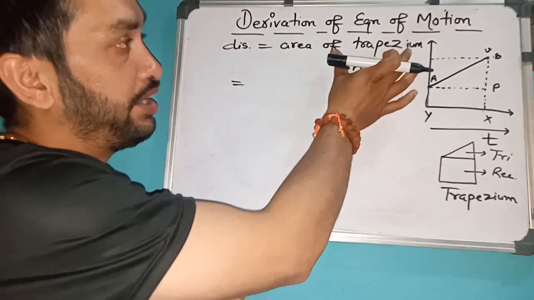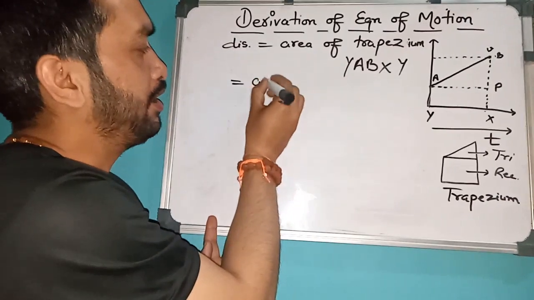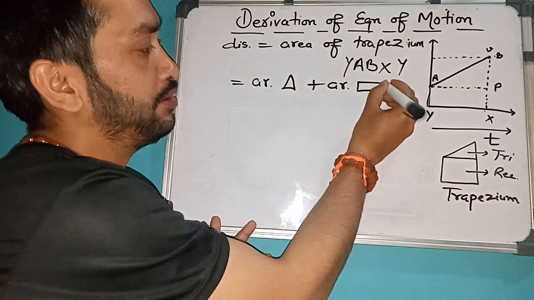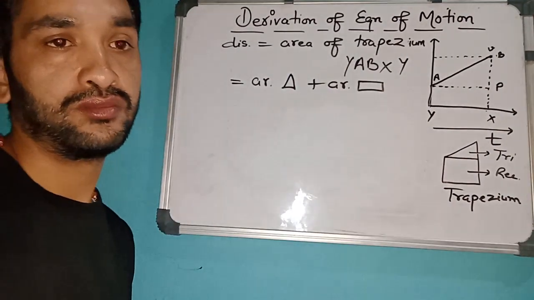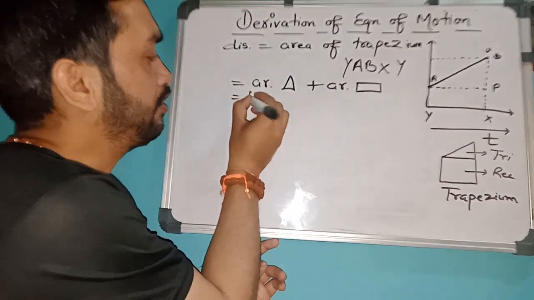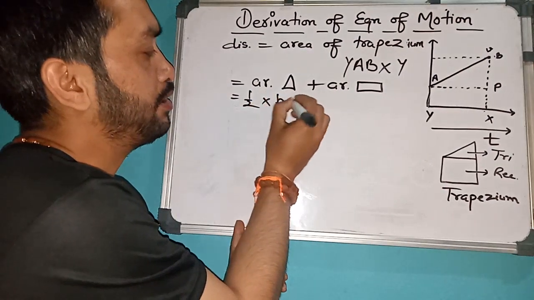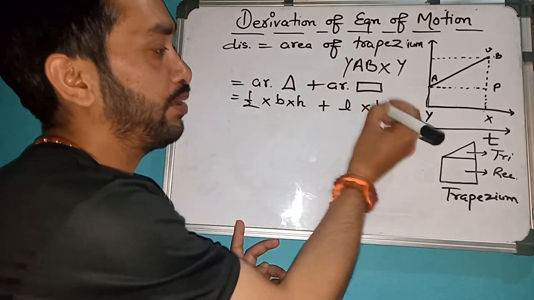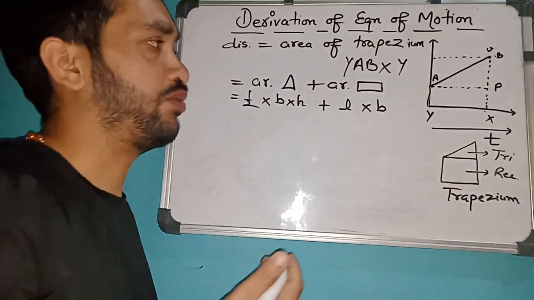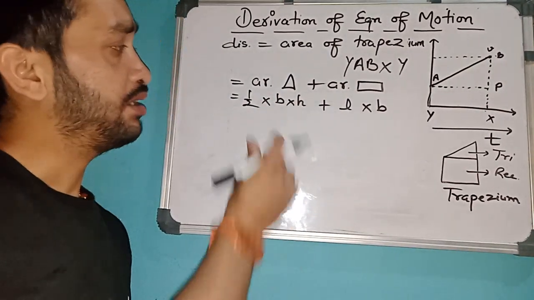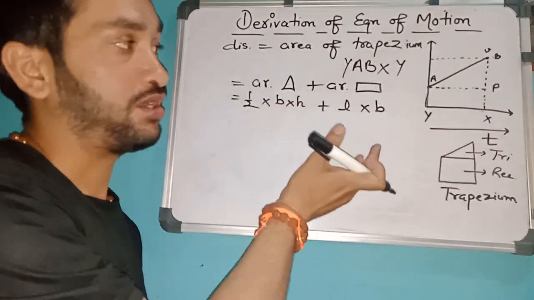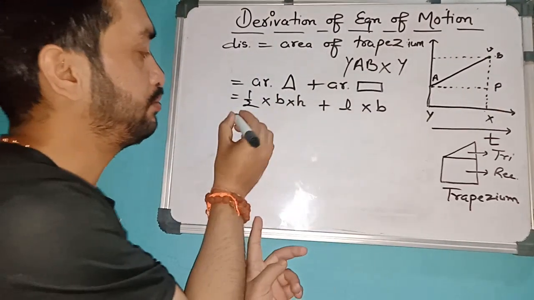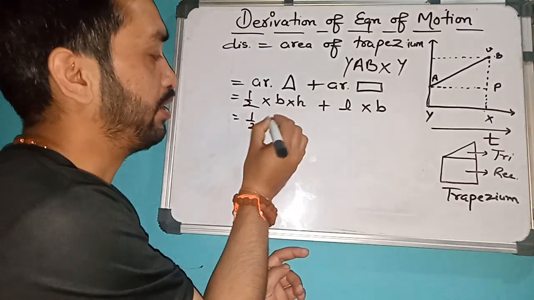So I can write the area of the trapezium as area of triangle plus area of rectangle. In this way also I can write. Okay, what is the area of a triangle? Half base into height, and area of a rectangle is length into breadth. Step by step try to understand it. It is very easy. Half base into height, from the smaller classes you know that, and rectangle the same way, length into breadth.